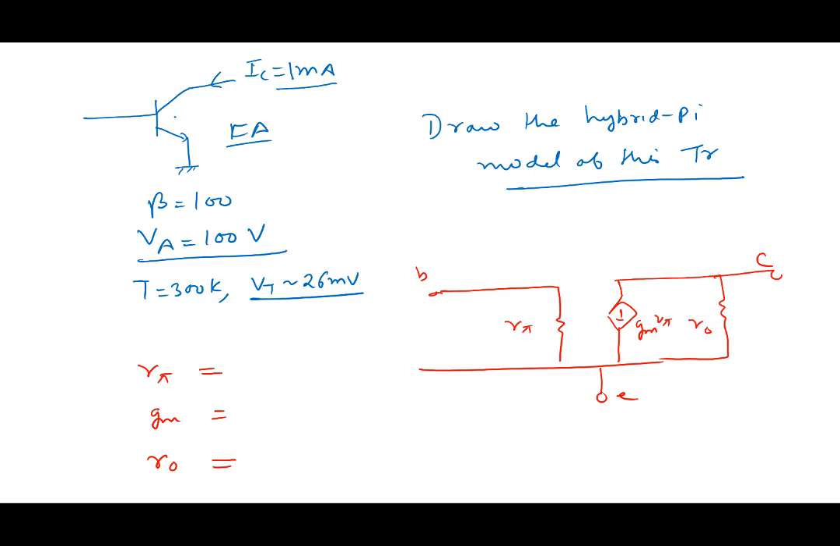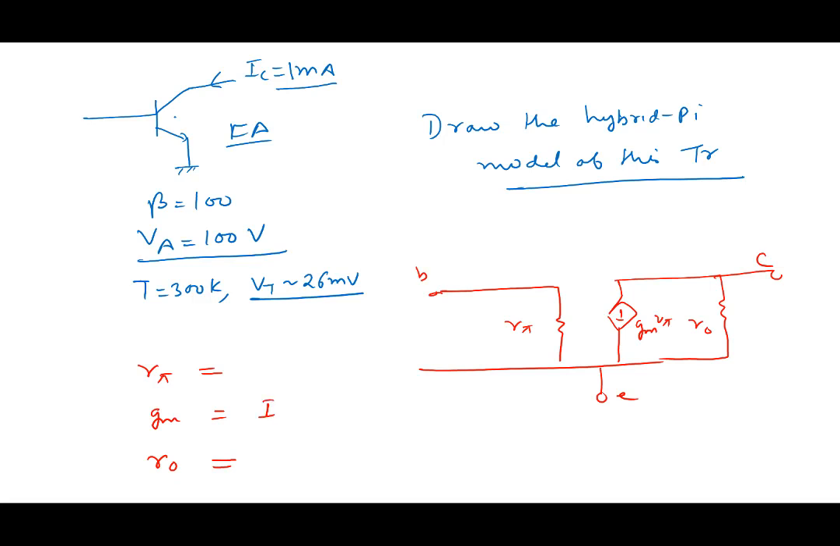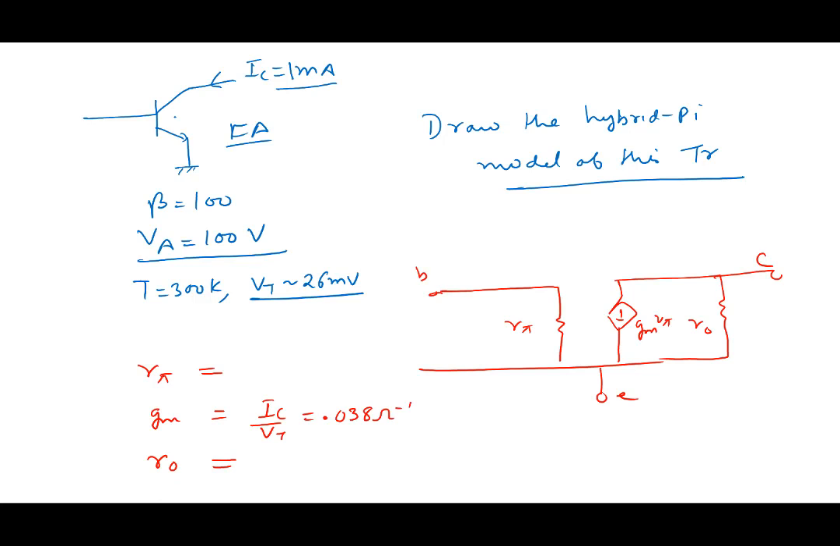Alright, so it's clear. gm we can calculate quickly, IC by VT. IC is 1 milliampere, this is 26 millivolt, so it turns out to be about 0.038 ohms inverse. R0 is straightforward to calculate, VA by ICQ. Note that this DC current I must know. I cannot calculate a small signal unless I know this. So this is 100K.